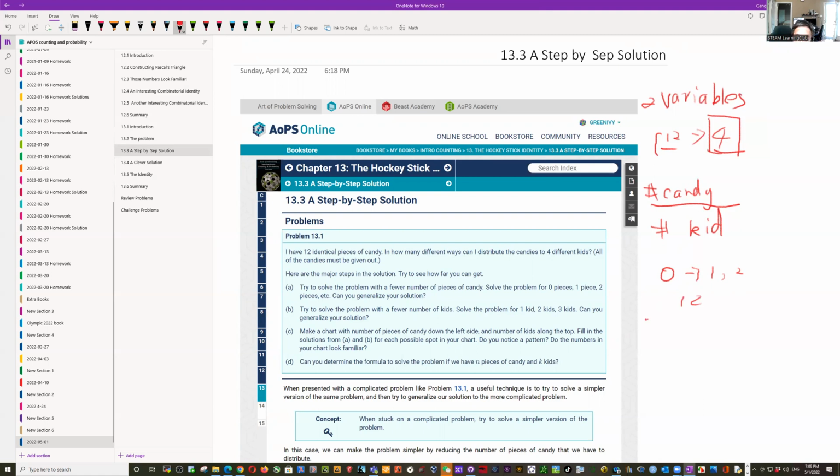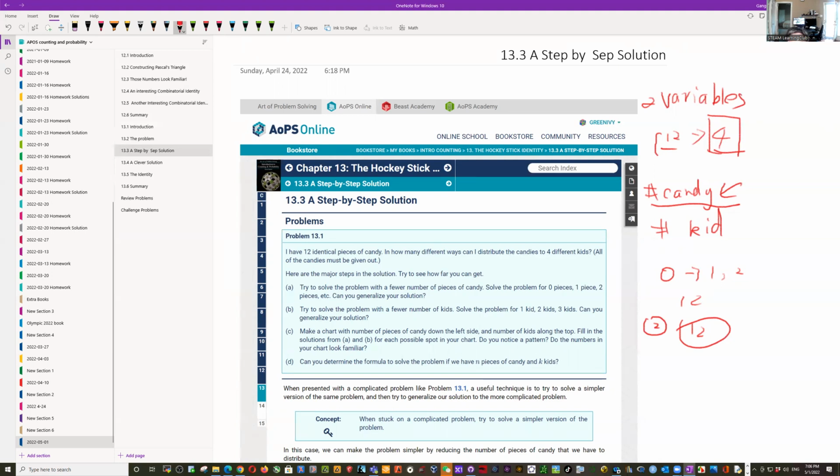The second method is that we fix 12 candy, and then we vary the number of kids. We can have 0 kid, 1 kid, 2 kid, 3 kid, 4 kid. So when you hit a problem like this, you have 2 different approaches to simplify the problem and tackle it from a different angle. Let's tackle it from the number of candy angle. So how do we solve this problem?